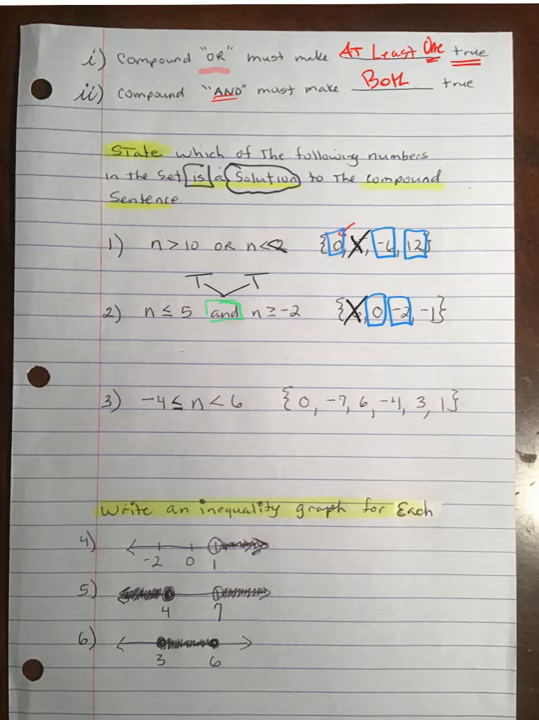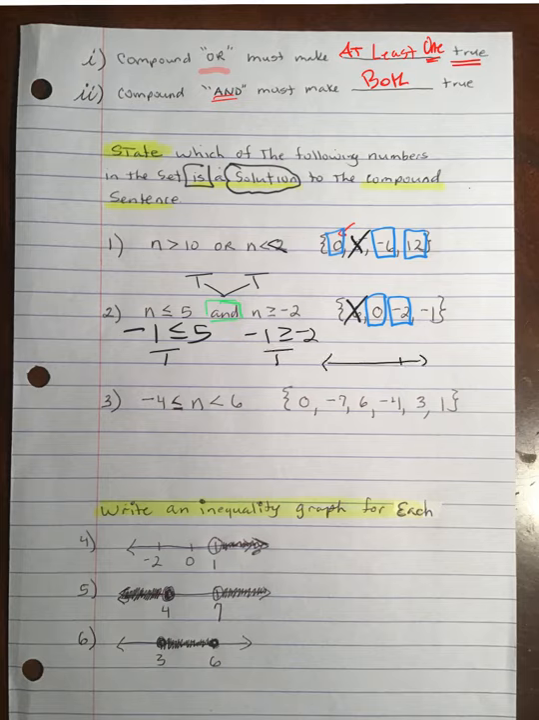-1. Is -1 a solution to the compound sentence? -1 is less than or equal to 5. Negative numbers are always smaller than positive numbers. That's true. Is -1 greater than or equal to -2? That is true. People always get that one wrong.